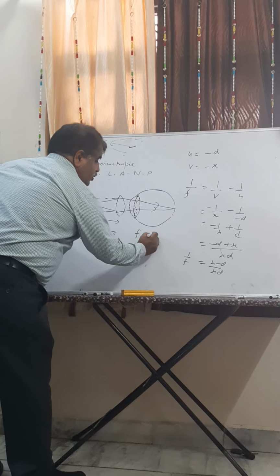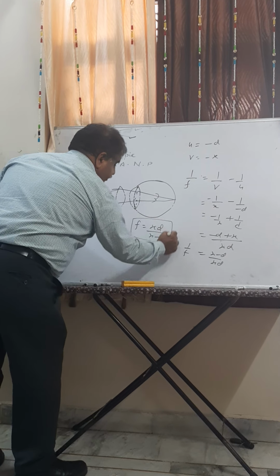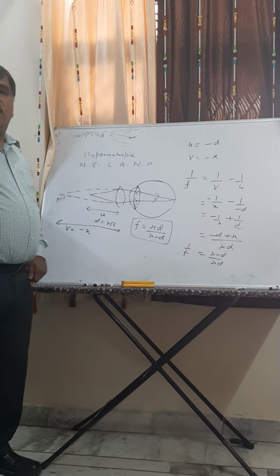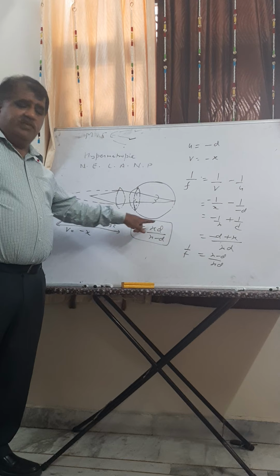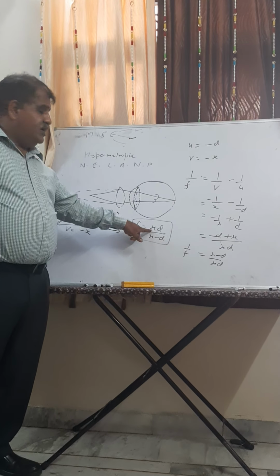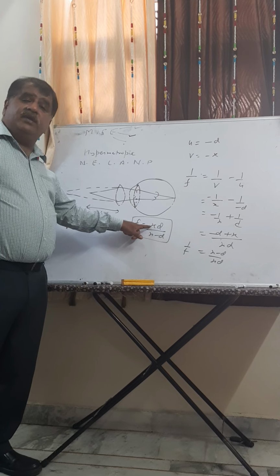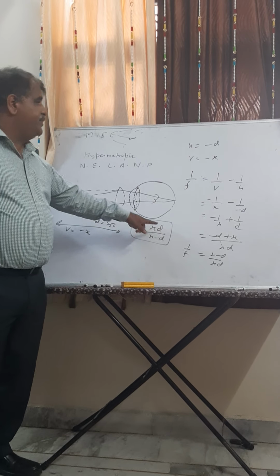So F will be equal to XD upon X minus D. Whenever you have to solve the numerical of hypermetropia, you can use this formula directly. XD upon X minus D, where X is what? Distance of defective near point, and D is least distance of distinct vision.